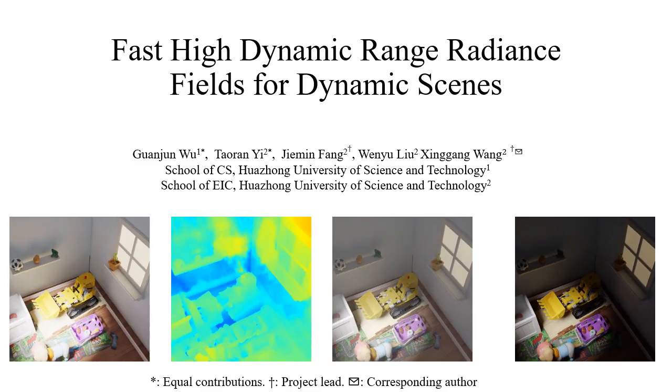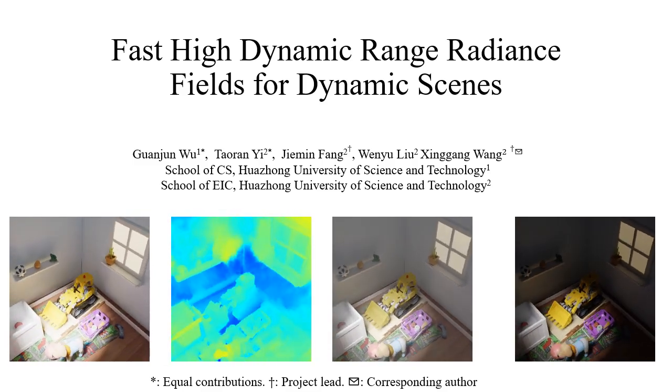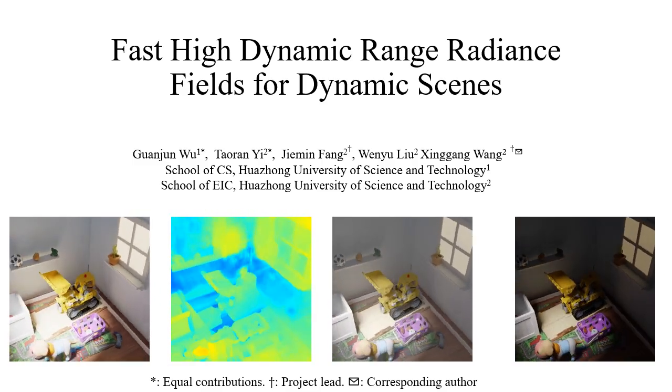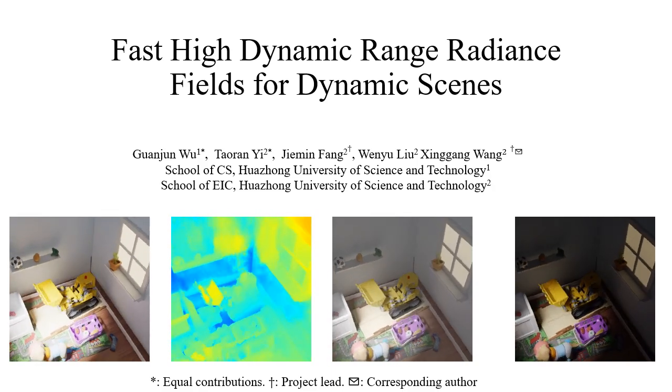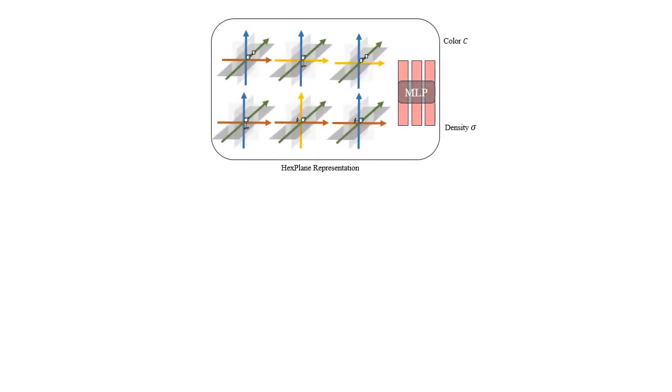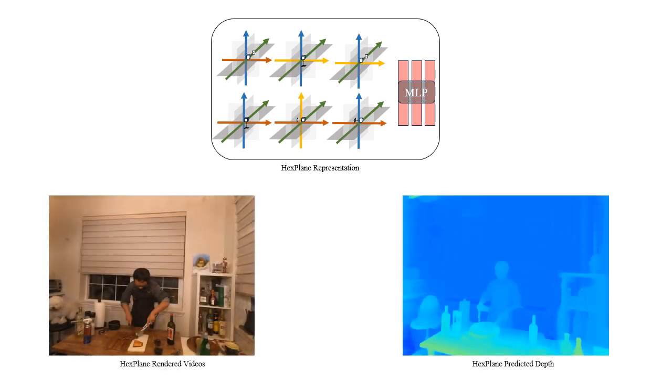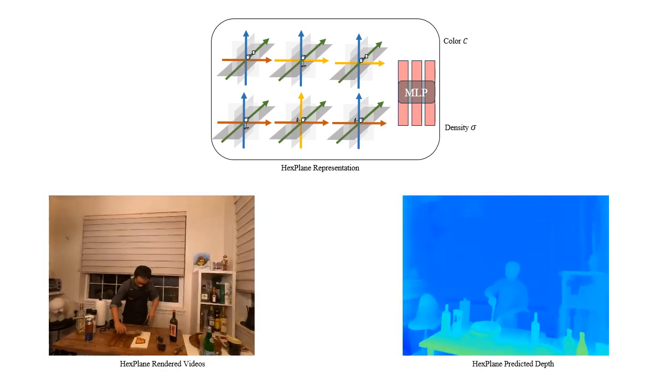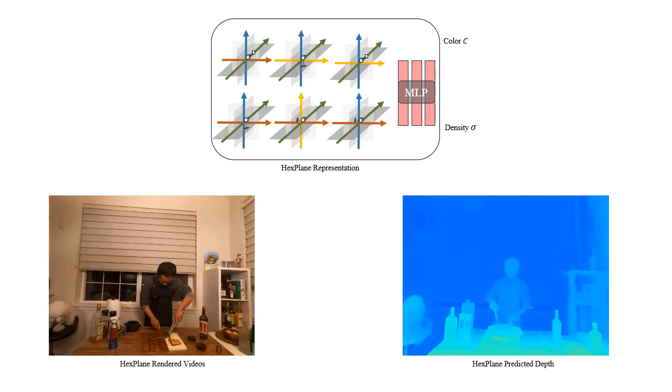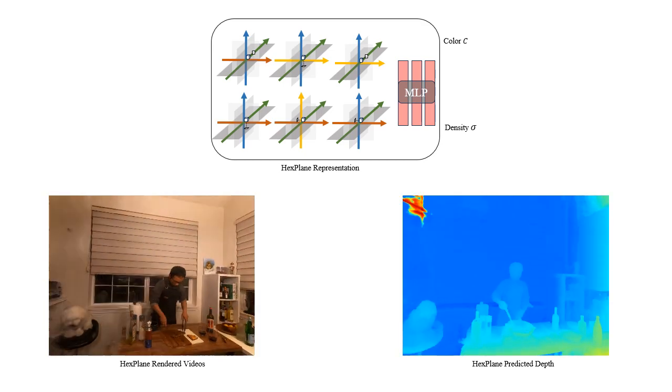In this paper, we propose HDR hexplane, a method for synthesizing HDR images from dynamically exposed scenes with varying exposures. Hexplane is an excellent representation for dynamic 3D scenes. It encodes scene information using 6 2D planes and employs an MLP, multi-layer perceptron, to predict the final color and volumetric density. Hexplane can render high-quality dynamic novel views under natural lighting and obtain depth information of the scene.